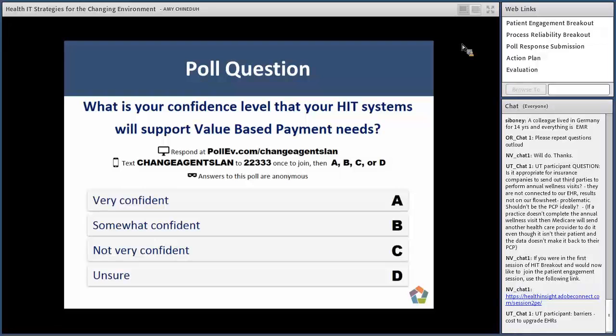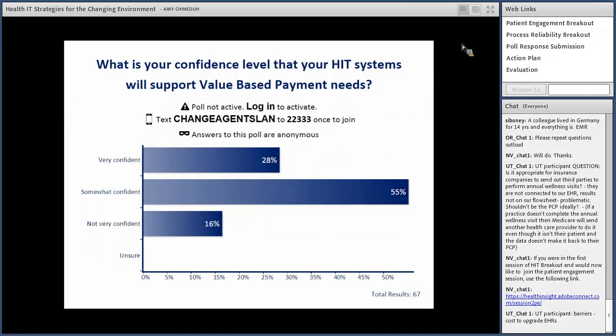So the first question, just to get a feel for where everybody's level of confidence is: that your HIT systems, regardless of environment, will support value-based payment needs, ACO or bundled payments. A is very confident, B is somewhat confident, C is not very confident, and D is unsure. And there are people in the room. You got your phone out, so we got at least one vote.